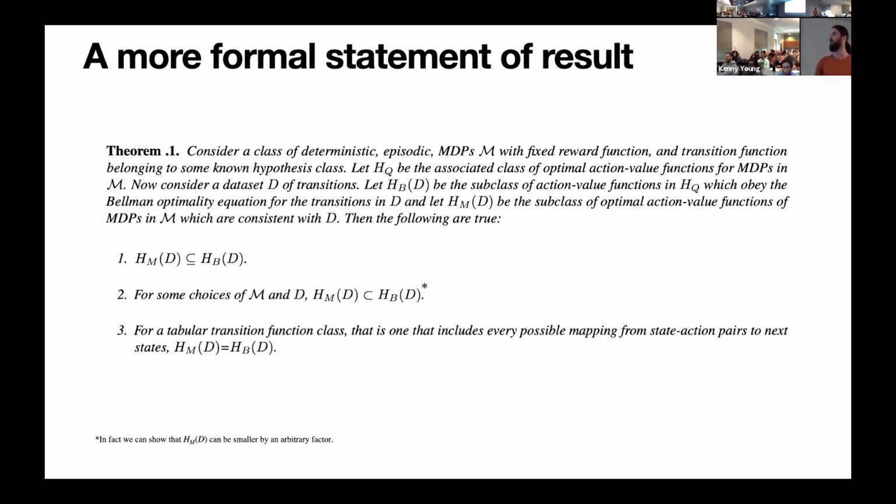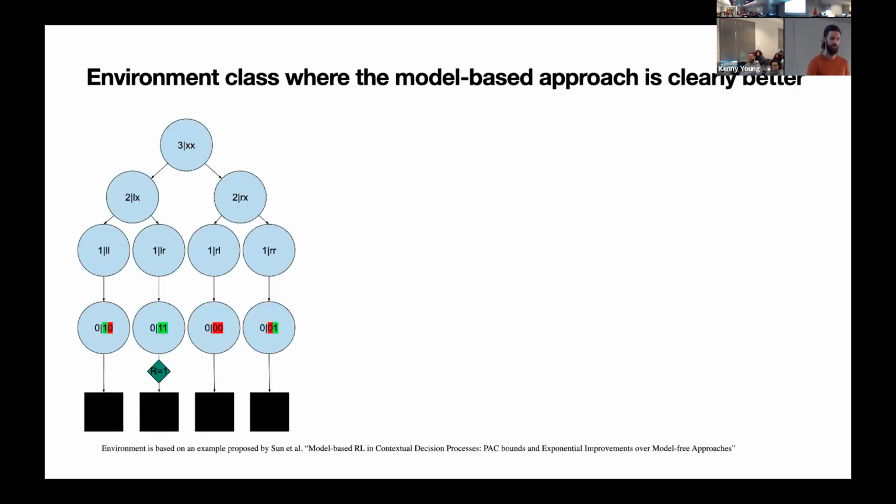So it is possible for the model-based result to be better, essentially, in the sense that it's a smaller set around the true value function. And then lastly, for a tabular transition function class, so again, one that includes every possible mapping from state action pairs to next states, it's true that the two sets are actually exactly the same. And also the model-based result can be smaller by an arbitrary factor in some cases.